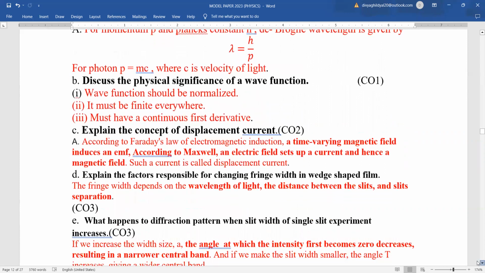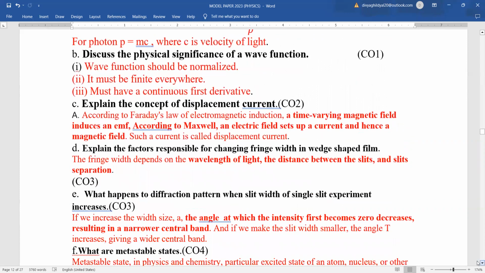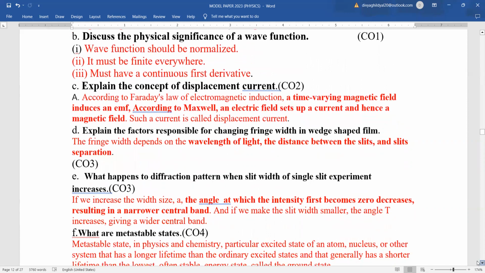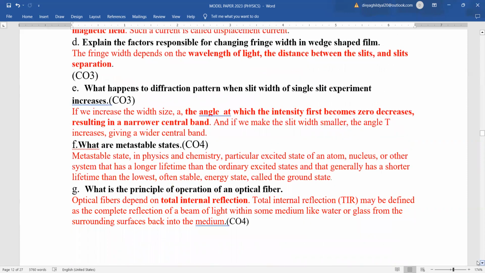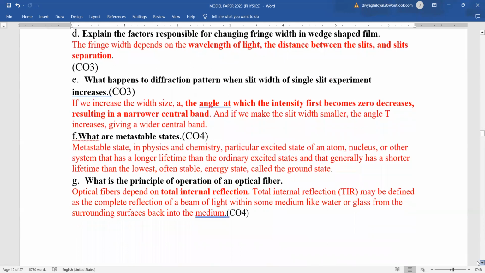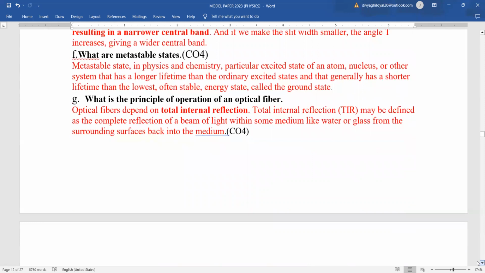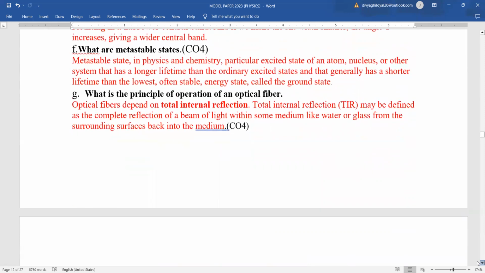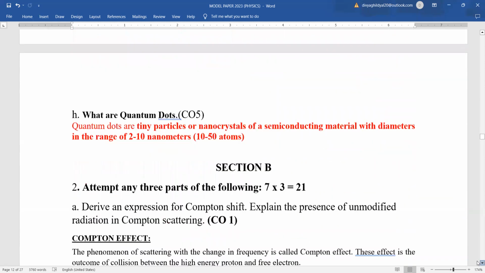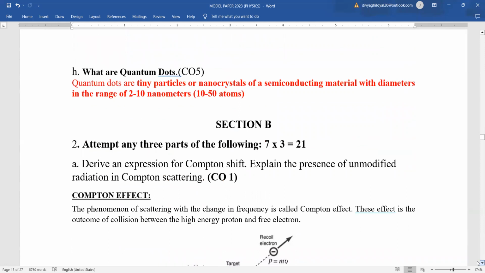What is displacement current, or the concept behind it? It is a time varying magnetic field. Factors responsible for changing fringe width in a wedge shape film: wavelength, distance between slits, and the slit separation. For the diffraction pattern, when a single slit experiment is there, I will use my formula to give the answer. Metastable states are where the atom stays for a longer time compared to the general states. Optical fiber is based on the principle of total internal reflection.